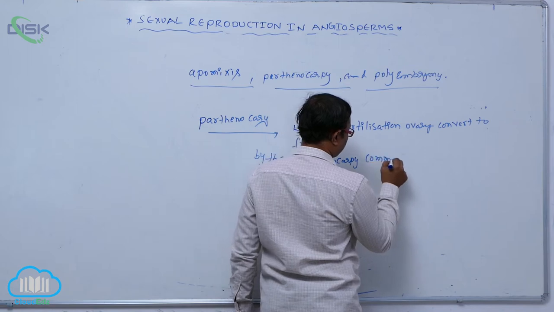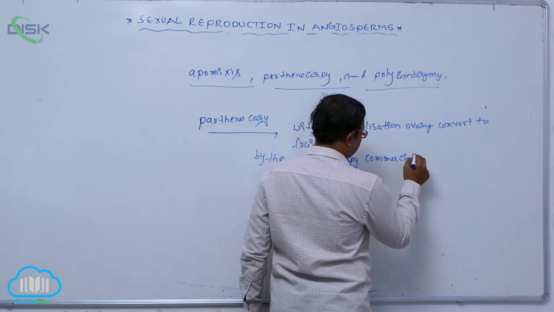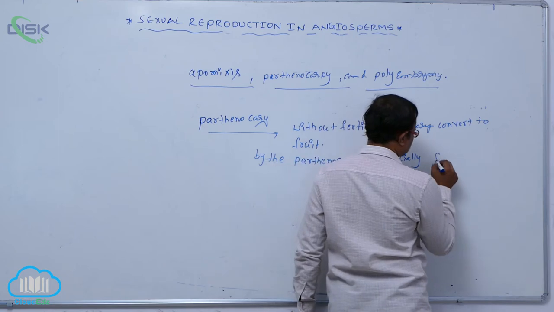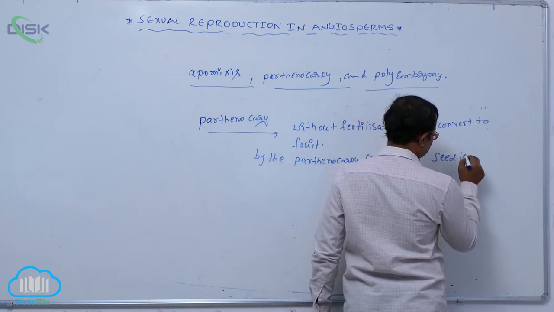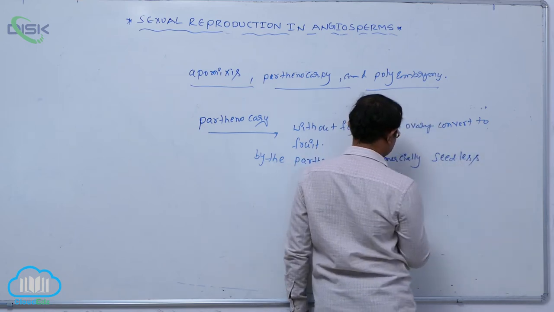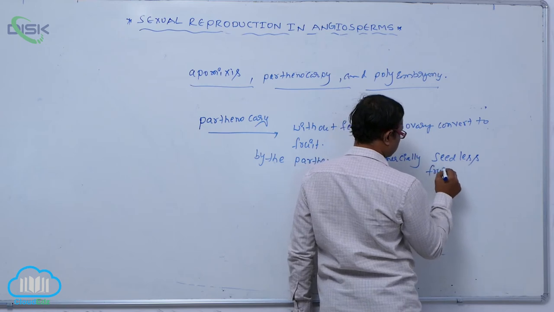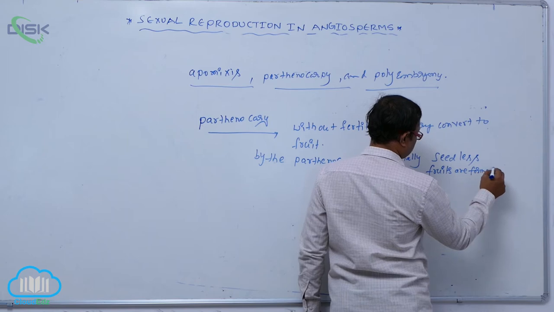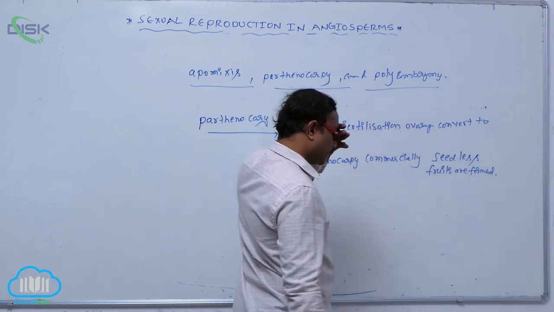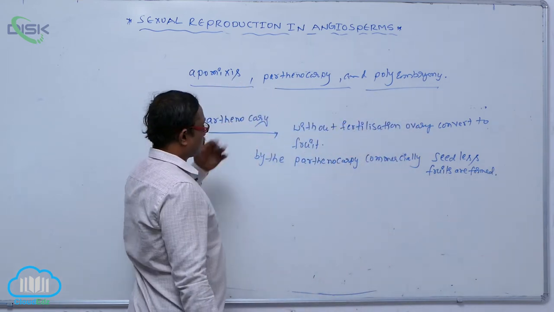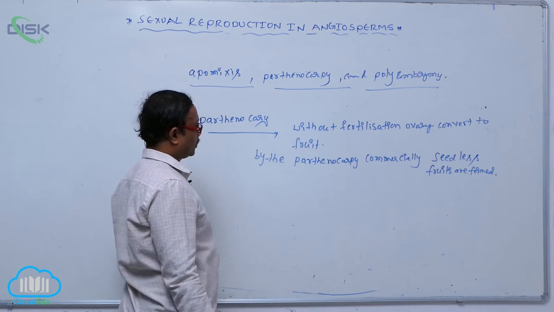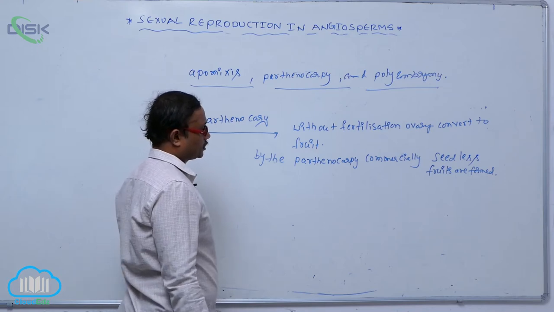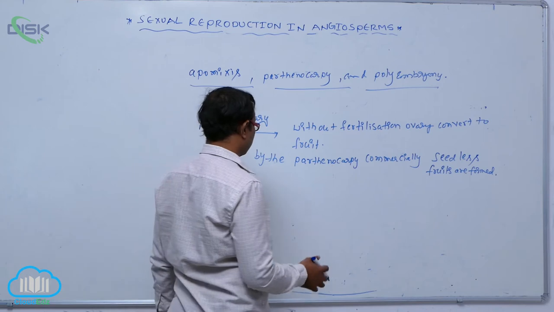By parthenocarpy, commercially, seedless fruits are formed. Seedless fruits are formed by parthenocarpy. Without fertilization, ovary converts to fruit. By parthenocarpy, commercially, seedless fruits are formed.